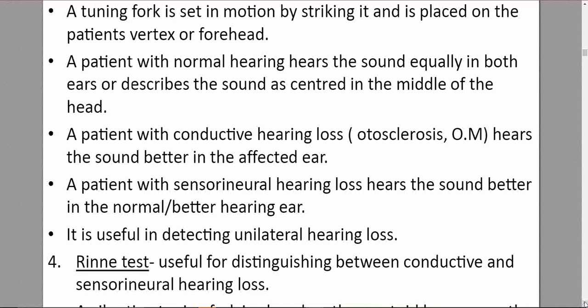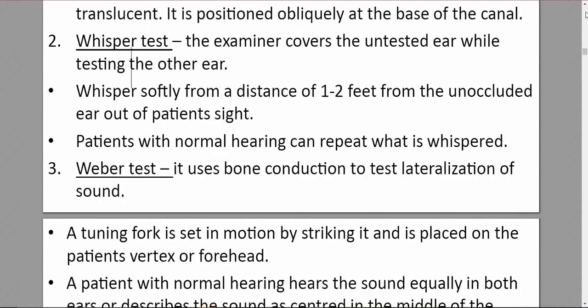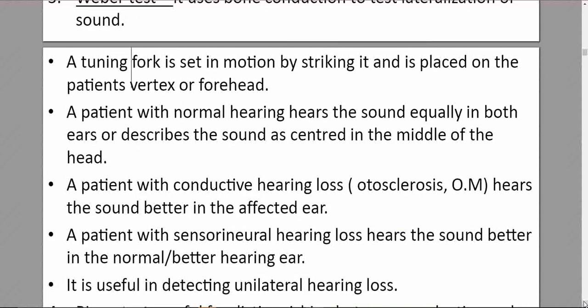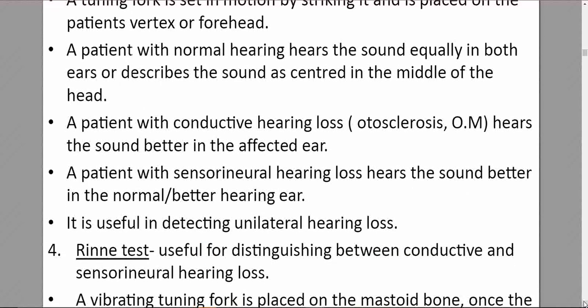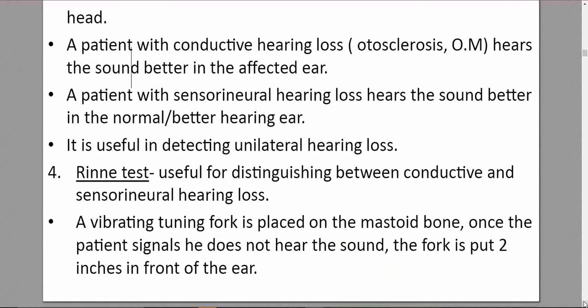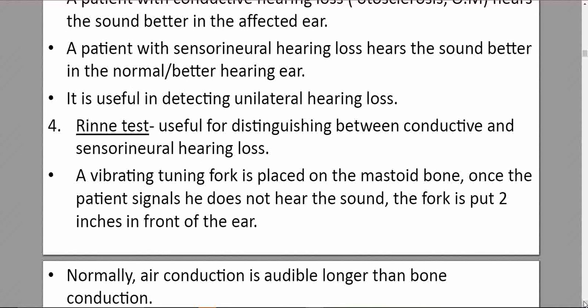In both ears, that is, I've said. If the ears are okay, the patient with good ears will be hearing in both ears, right? Or describe the sound as centered in the middle of the head. A patient with conductive hearing loss, like a case of otosclerosis, will hear the sound better in the affected ear. A patient with sensorineural hearing loss hears the sound better in the normal, better hearing ear. It is useful in detecting unilateral hearing loss.